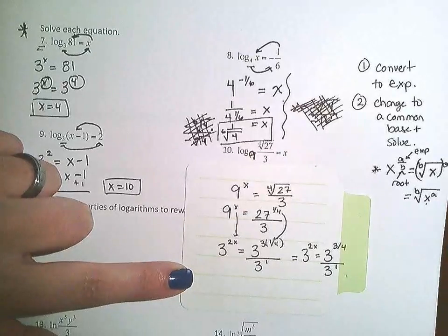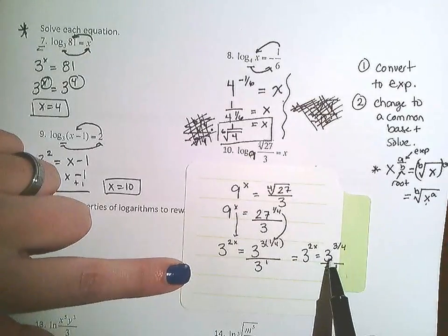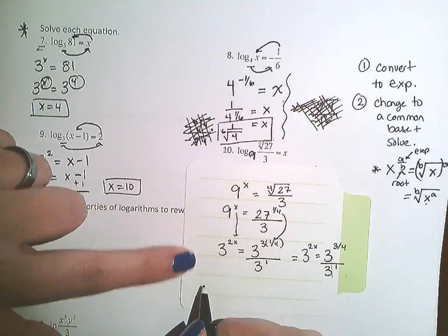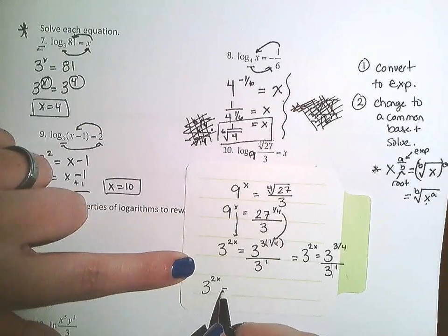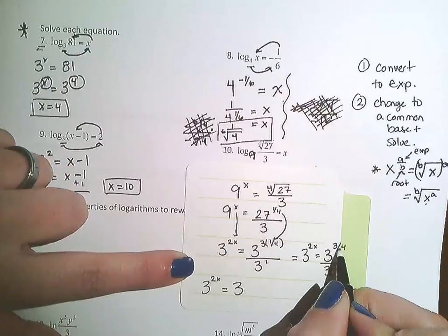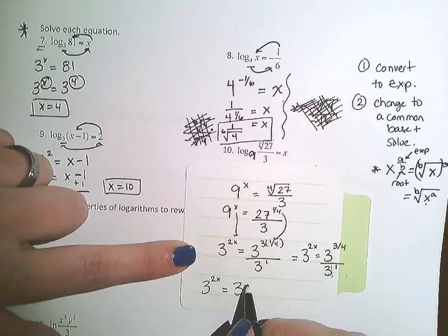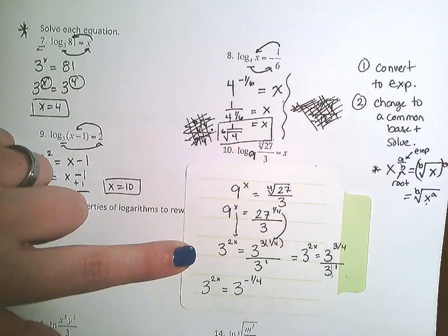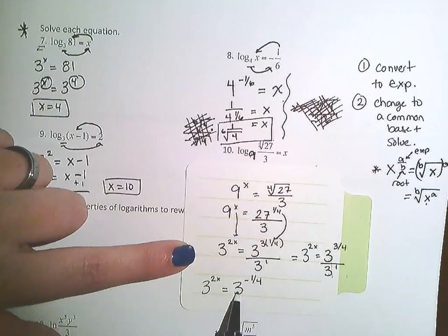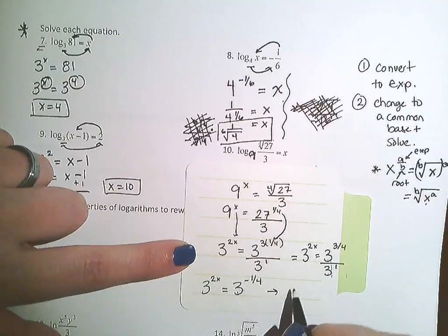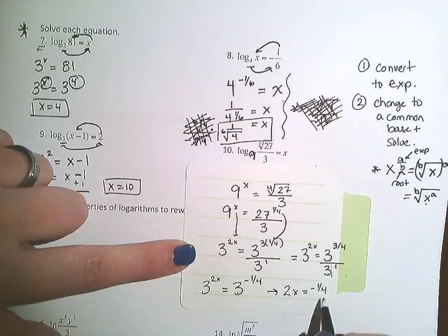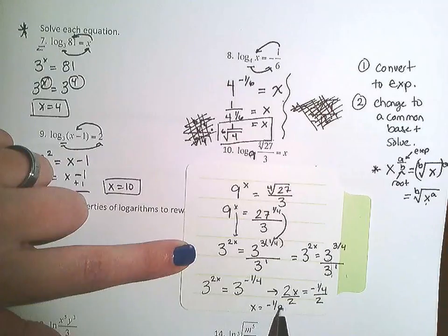So just like any exponential function, when you divide two things that have the same base, what do we do to their exponents? We subtract them. So now we end up with 3 to the 2x equals 3 to the, what's 3/4 minus 1? It's negative 1/4. So now we have a common base. The problem is easy from here. So the next part is just taking 2x, setting it equal to negative 1/4, and divide both sides by 2. So x is negative 1/8.